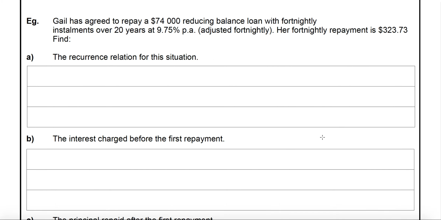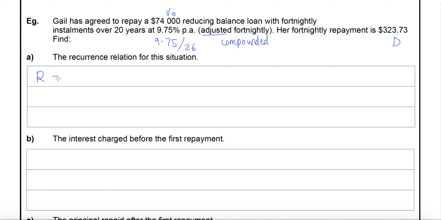Okay, so with this one, we've got a $74,000, so bigger loan this time. It's fortnightly installments. So hopefully what you did was take your 9.75 and divide that by 26. Adjusted is another word for compounded. Here's our payment over here, that's D.